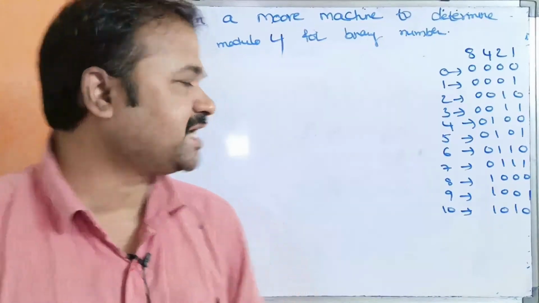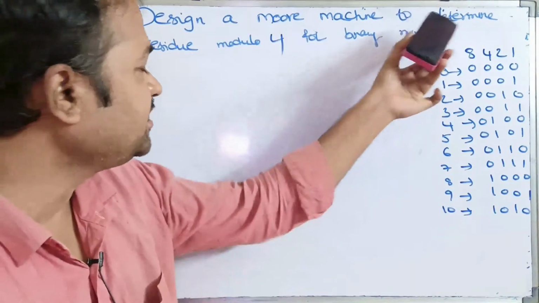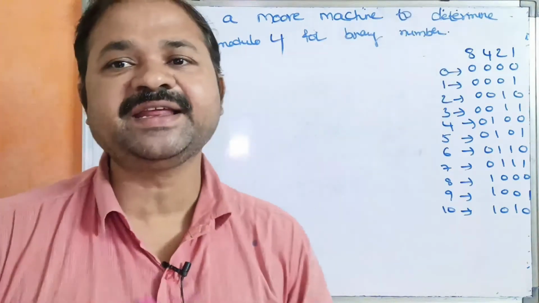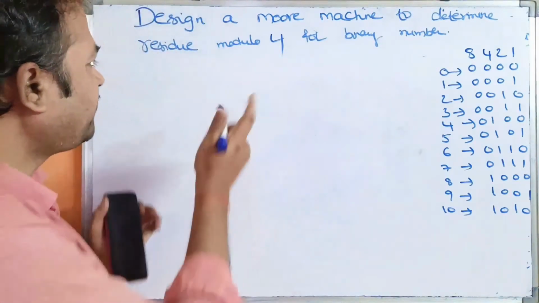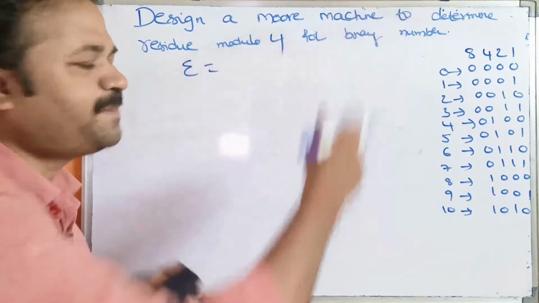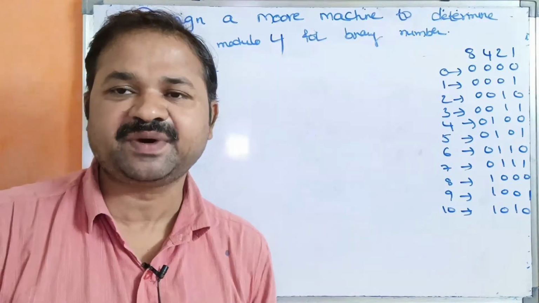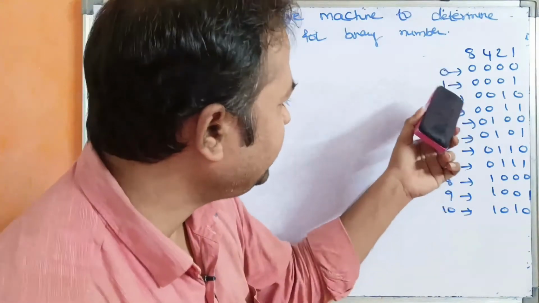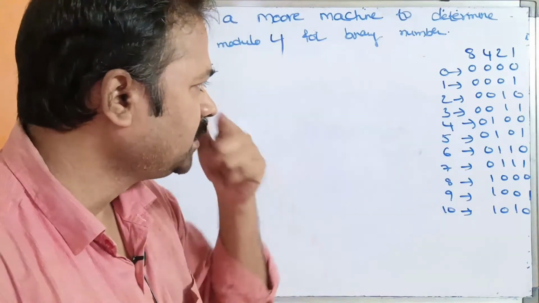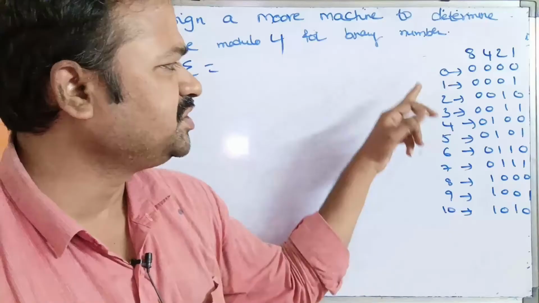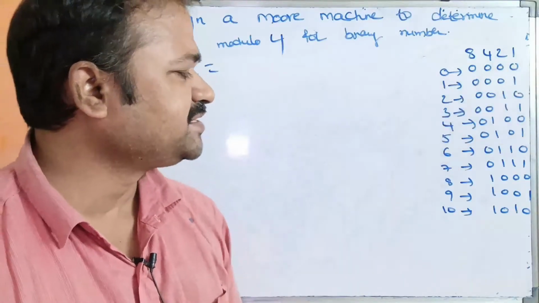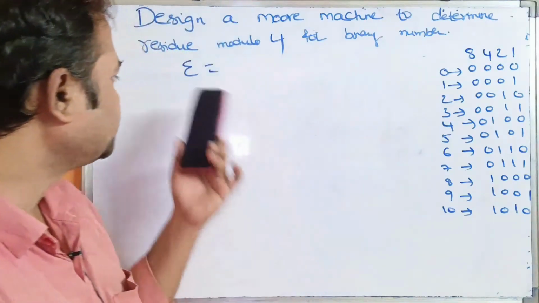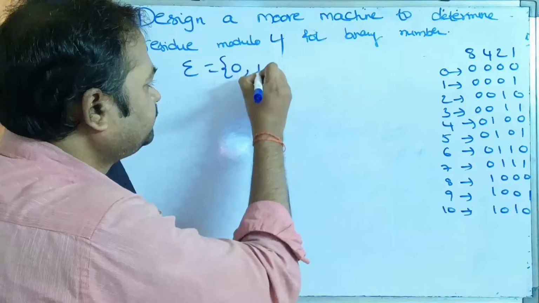Now let us see this example. Design a Moore machine to determine the residue modulo 4 for a binary number. Here the input alphabet sigma is a binary number. We know what a binary number is: a collection of zeros and ones. Here we have represented the decimal digits from 0 to 10 in binary notation. So 0 means all zeros, 1 means 0001, 2 means 0010, and likewise we have represented up to 10. So sigma is equal to {0, 1}.